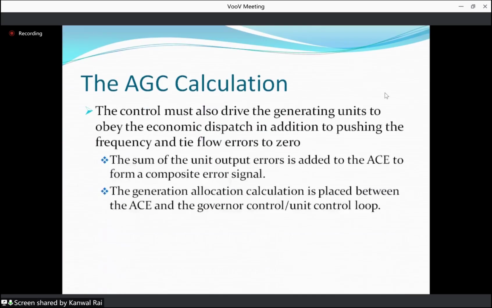So for the calculation of AGC, the control must also drive the generation units to obey the economic dispatch, in addition to pushing the frequency and tie flow error to 0. The sum of the units' output errors is added to the ACE to form a composite error signal, and the generation allocation calculation is placed between ACE and the governor control unit control loop.